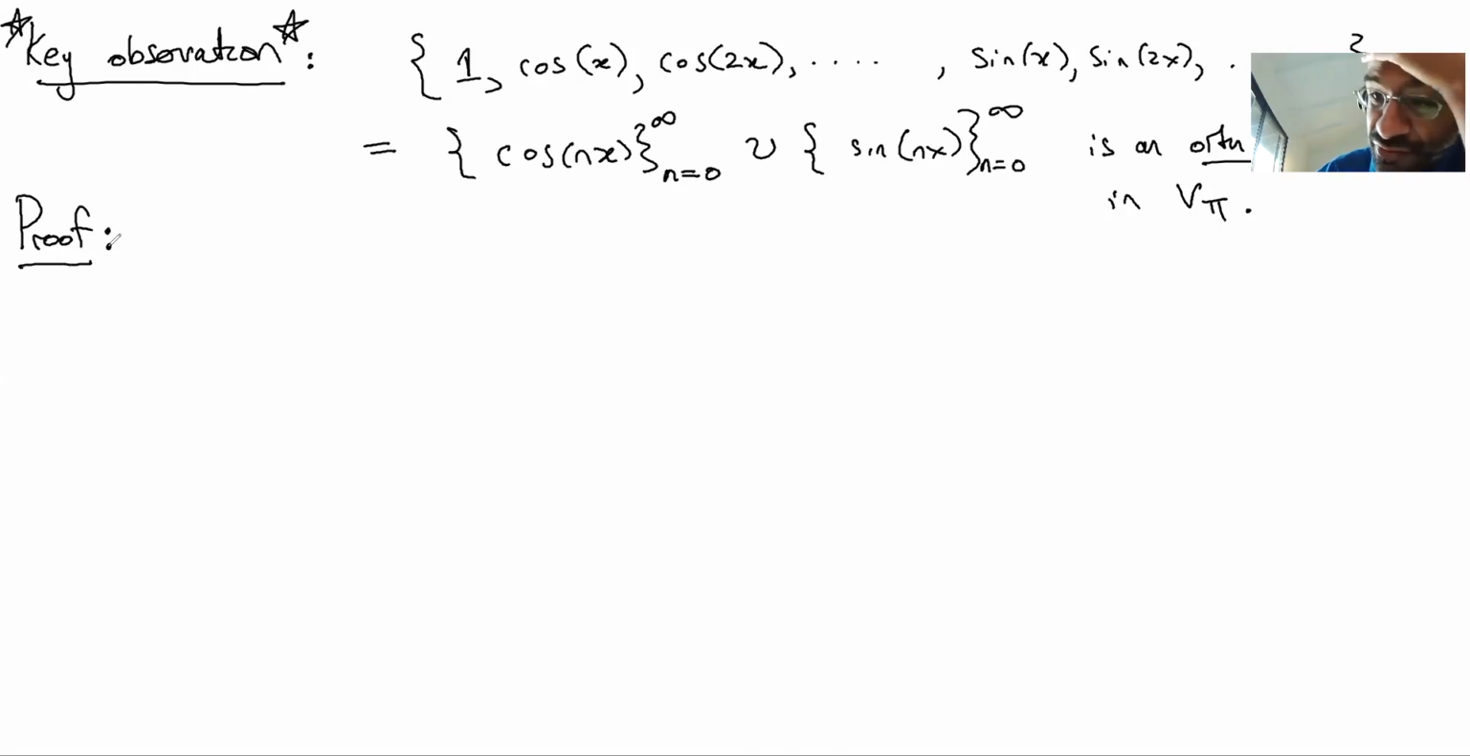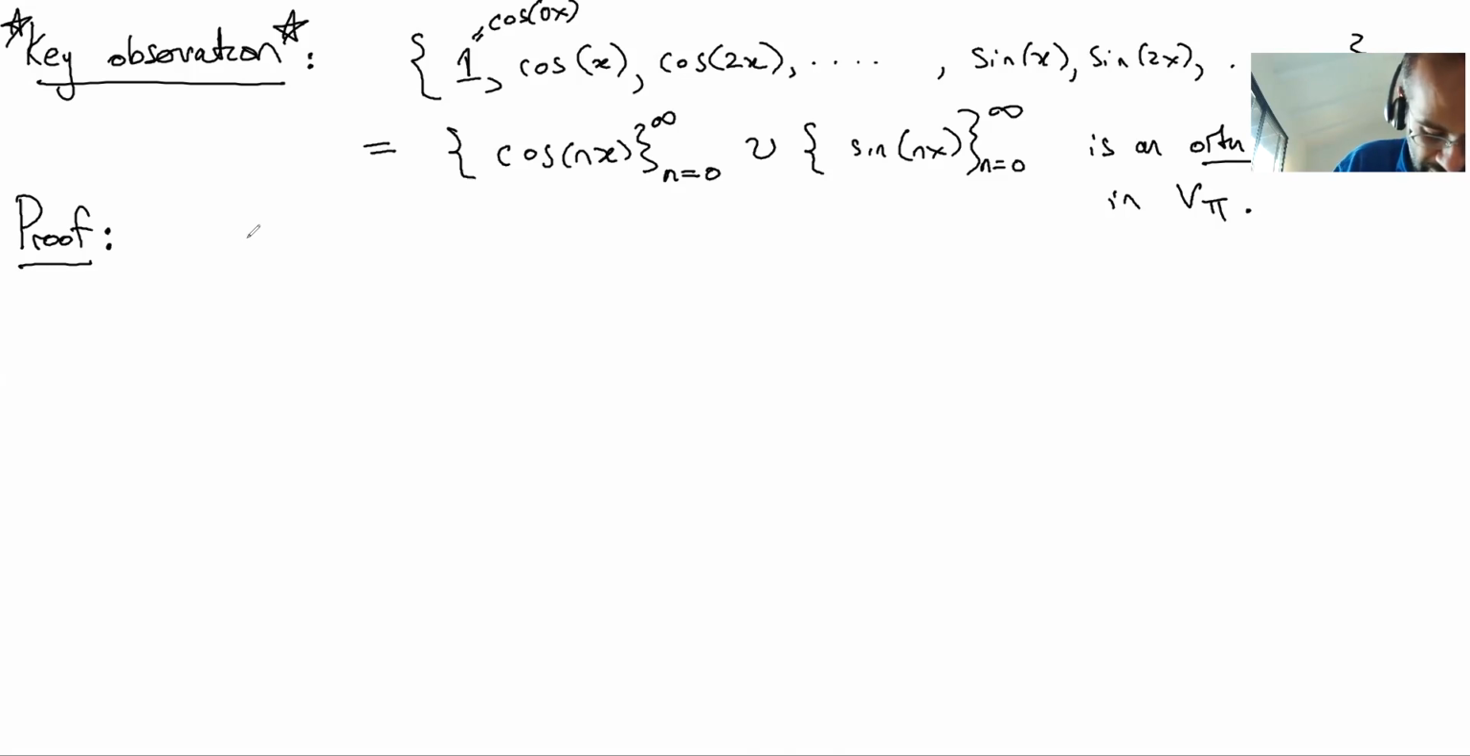Well, what's an orthogonal set? It means that if you take two vectors in the set, their inner product has to be 0 if they're different, right? So let's compute some inner products. By the way, 1 is just equal to cosine 0x. That's why I've clubbed it in with the cosines. So what's the proof? Well, let's compute some inner products.